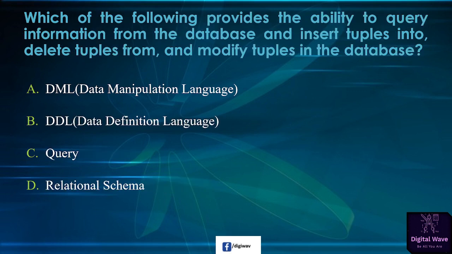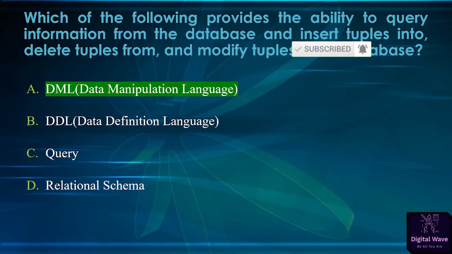Next question is, which of the following provides the ability to query information from the database and insert tuples into, delete tuples from, and modify tuples in the databases? So first option available here, DML, second one is DDL, third one is query, and the last one is relational schema. So the right answer will be DML. The term DML stands for data manipulation language, used to perform the required changes in the relations' values.